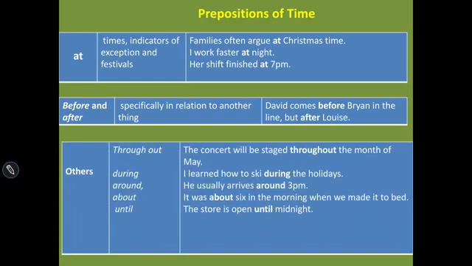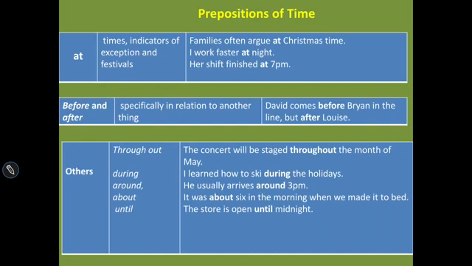There are many other prepositions of time. For example, throughout, during, around, about and until. In the first example, the concert will be staged throughout the month of May. Throughout here means the whole month, when a particular action went on throughout the month. The concert will be staged throughout the month of May means the whole month.